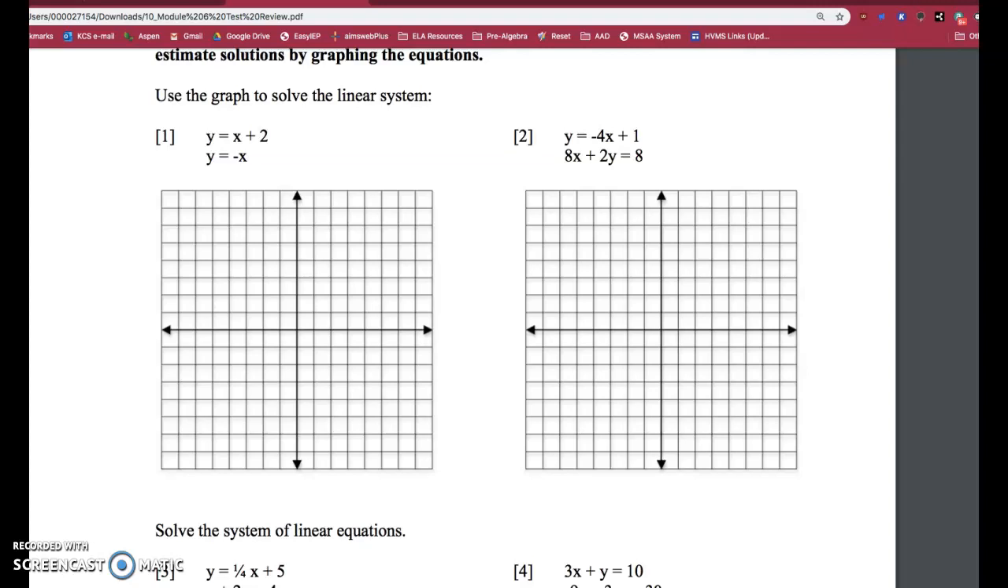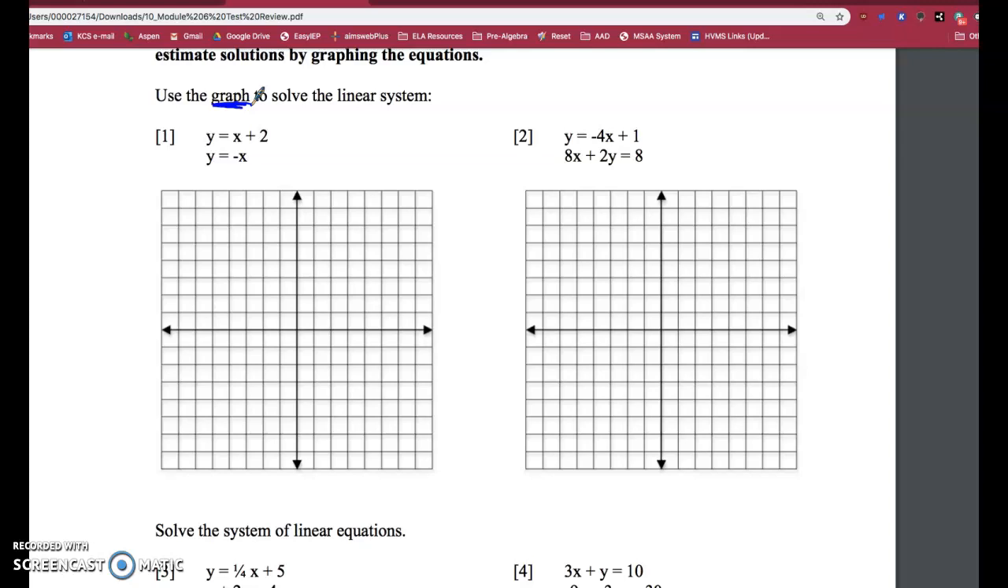Okay, so we are working on our review for our module on systems of equations. So we're going to work through this, and the review will probably end up being divided up into a couple of parts. But let's go ahead and get through the first part of the review. Looking at the first section, it tells us to use the graph to solve the system of linear equations. So we're going to graph the lines and find out where the lines intersect.